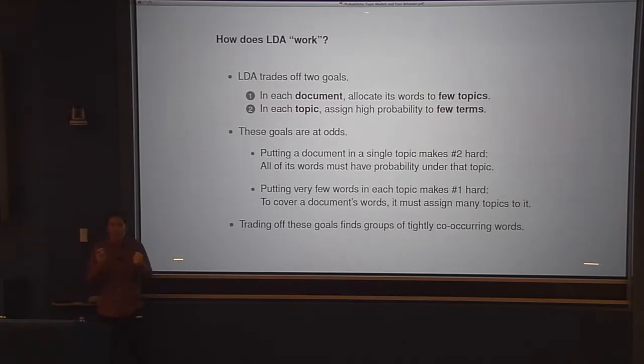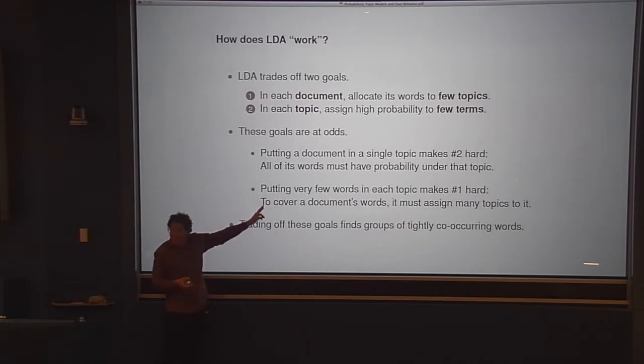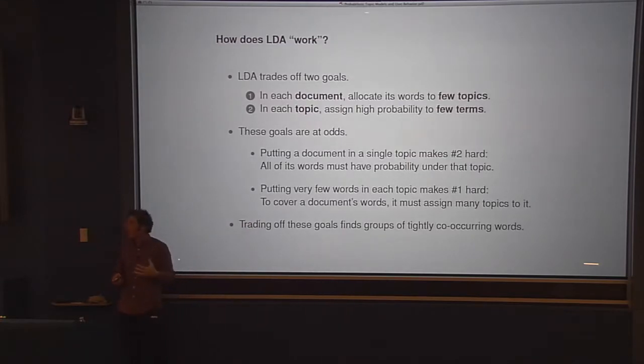Now, these two goals simultaneously are at odds. Think about this. If you take a document and you say, okay, I want as few topics as possible for this document, put it in one topic, that means that that topic has to place its mass on all of the words in that document. Okay, and so that violates the second goal of trying to make the topic sparse. But similarly, if you put very few words in each topic, then in order to explain the many words of a document, you need many topics, and that makes the first goal difficult. Okay, so somehow trading off these goals in the posterior is why LDA finds these tightly co-occurring words.